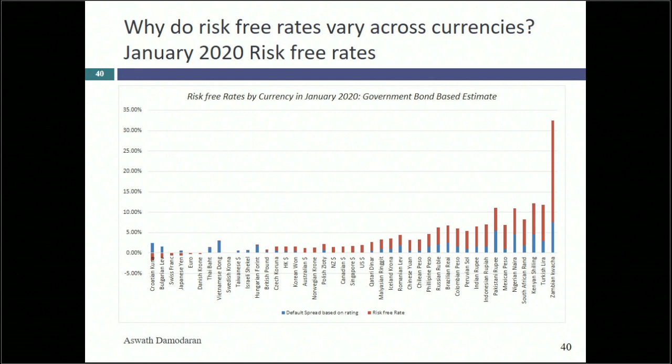Inflation. High inflation currencies, help me out, they will have high risk-free rates. Low inflation currencies could have low risk-free rates, and deflationary currencies could have what? Negative risk-free rates. So if somebody asks you, can risk-free rates be negative, you should give the answer that I gave when I posted about negative risk-free rates. It's uncommon, but it's not unnatural.